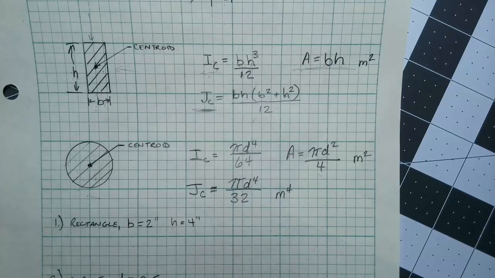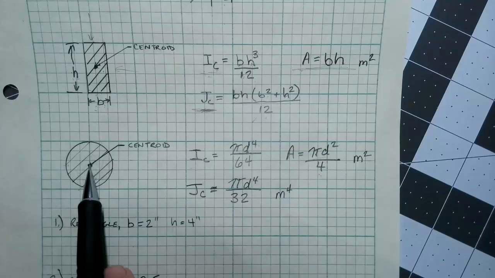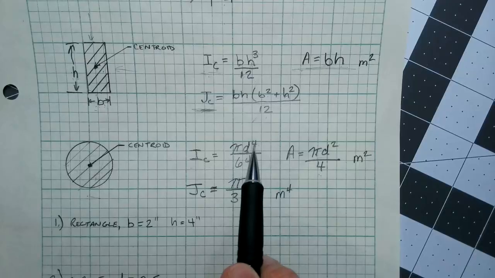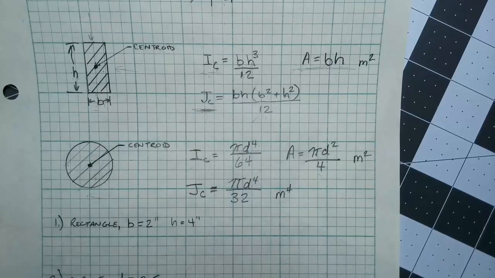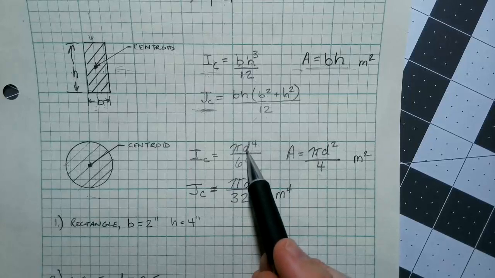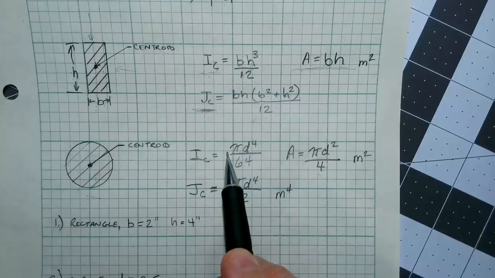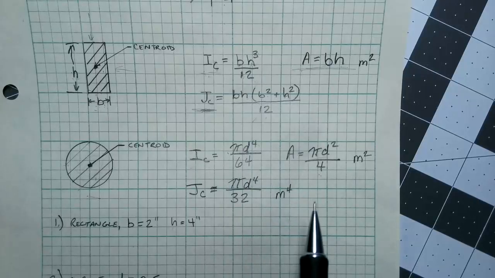You're always going to have the linear units to the 4th if you're looking up area moments of inertia. So the second area moment of inertia, about the centroid of a cylindrical object or circular cross-section, is pi times d to the 4th over 64. Again, pay attention to the order of operations. You raise the diameter to the 4th first, then multiply by pi, then divide by 64.